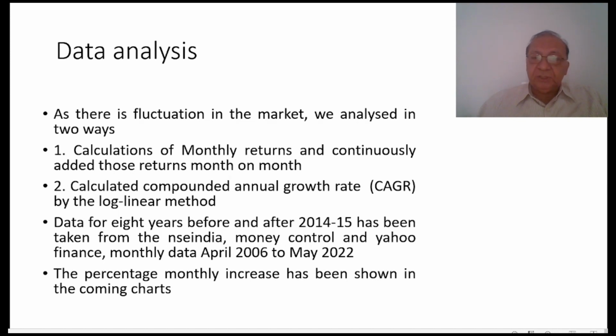As there is fluctuation in the market, we analyze in two ways. One, calculation of monthly returns, and continuously adding those returns month on month, that is cumulative monthly returns. Second, we calculated the compounded annual growth rate, CAGR, by log linear method. You can watch my another video where I have explained how to calculate CAGR by log linear method.